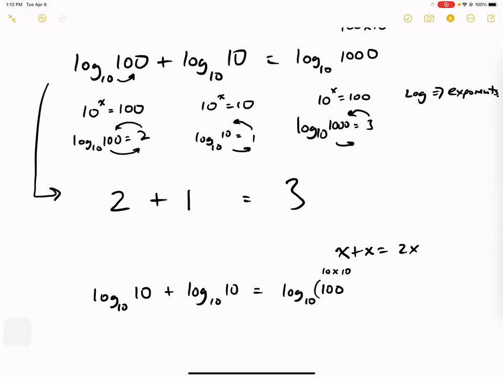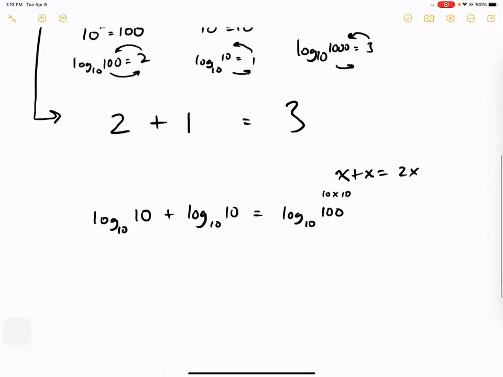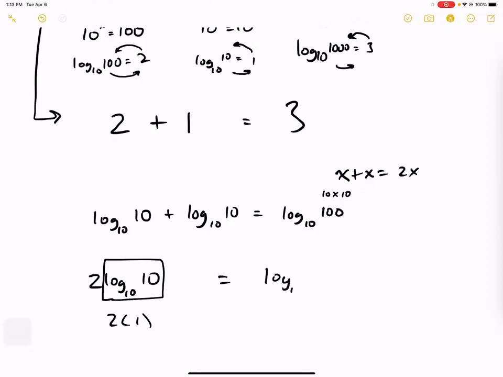And see, that is inside the log. But if we use algebra and say, hey, these are like terms, we have 2 log base 10 of 10, right? Would this still be the same answer? Well, we said before that what exponent of 10 gives you back 10? That's 1, so 2 times 1. And what exponent of 10 gets you to 100? That's 2. And this is still an equivalent statement.